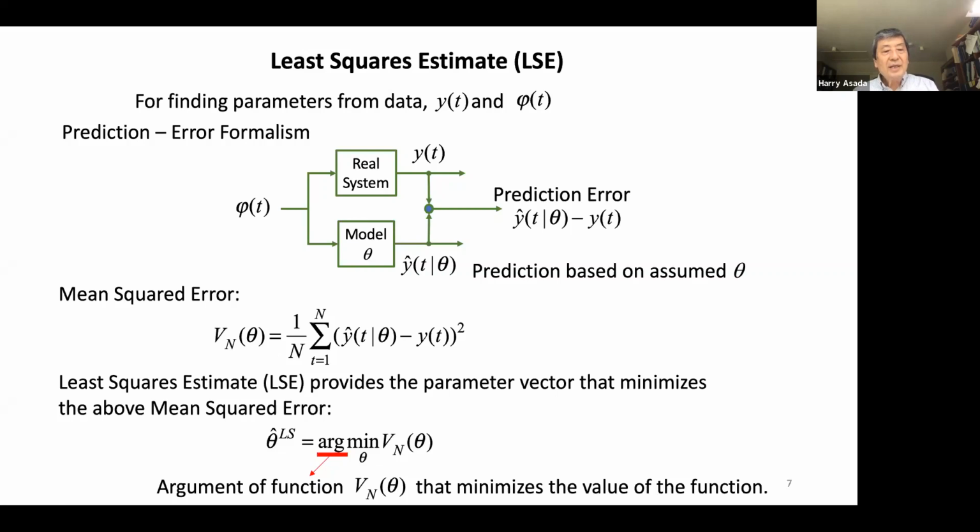So what we'd like to do is find the least squares estimate, or LSE for short, which provides the parameter vector that minimizes the above mean squared error. So we write theta hat least squares equal to arg min of V_n of theta. Maybe some of you haven't seen this mathematical notation, arg. This represents the argument of the function here, and what we'd like to do is minimize this with respect to theta and pick that argument theta that is the left-hand side.